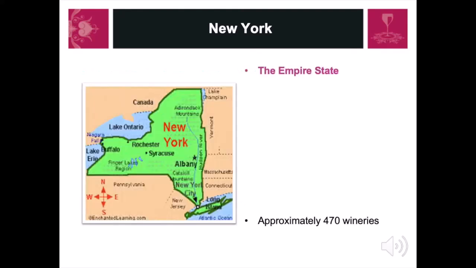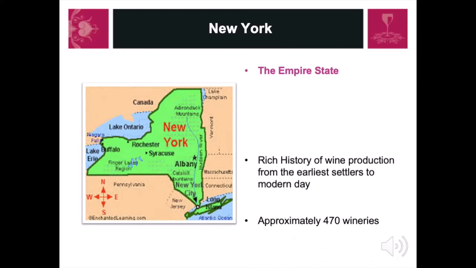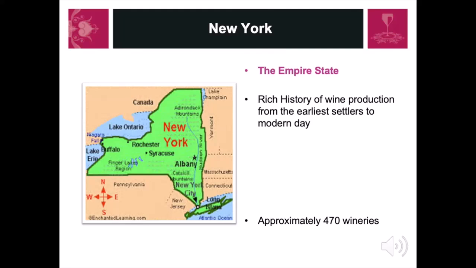So let's see, a few fun facts about New York. Of course, it's called the Empire State. It has a rich history of wine production from the earliest settlers to modern day. From even the 1700s, people were producing fruit, juice, and wine in New York.